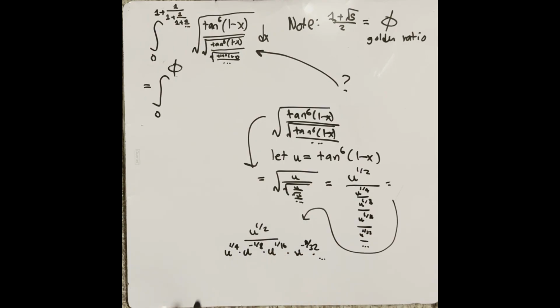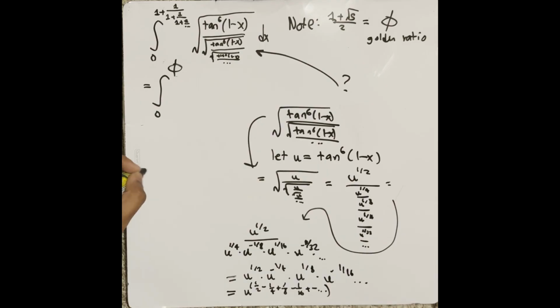The signs change. So now we can bring all of those up by changing the sign of the exponents. So the u to the 1/4 becomes u to the -1/4. So overall, you get u to the 1/2 times u to the -1/4 times u to the 1/8 times u to the -1/16 times dot dot dot. Now, by the laws of exponents, we can add the exponents together. So we get u to the 1/2 minus 1/4 plus 1/8 minus 1/16 plus minus dot dot dot.